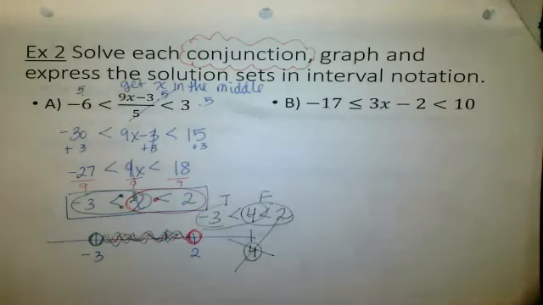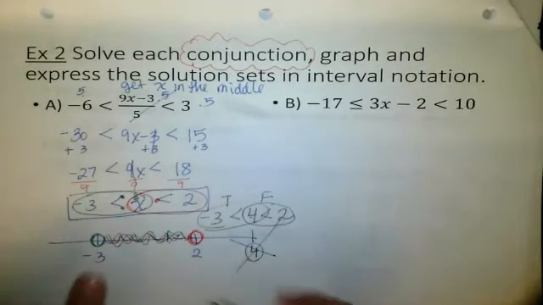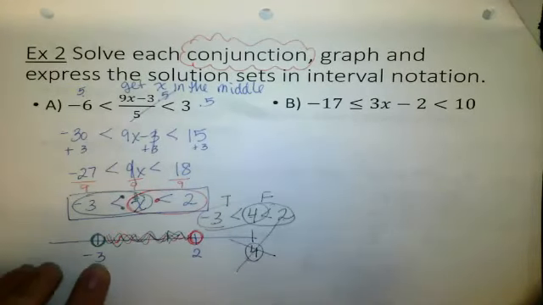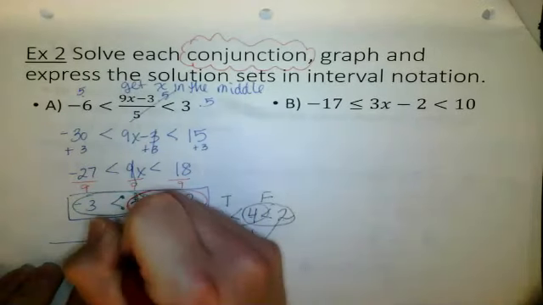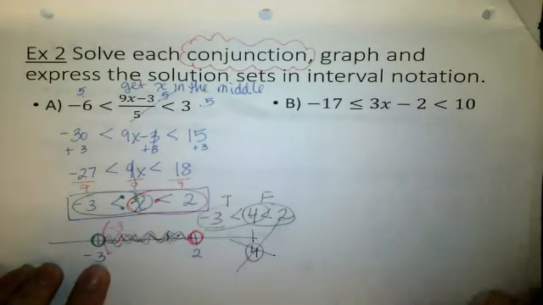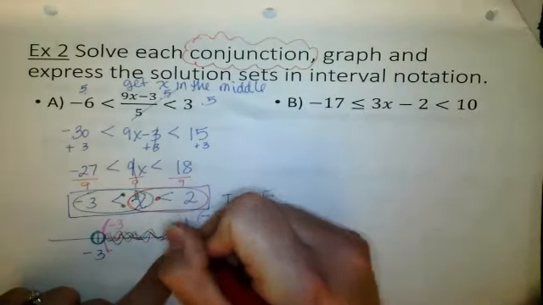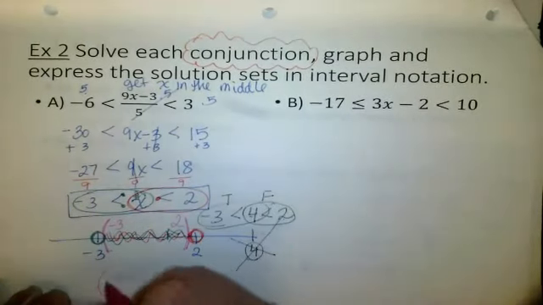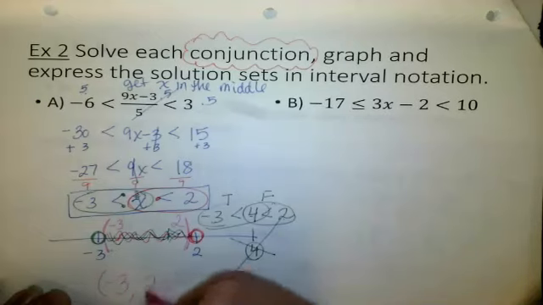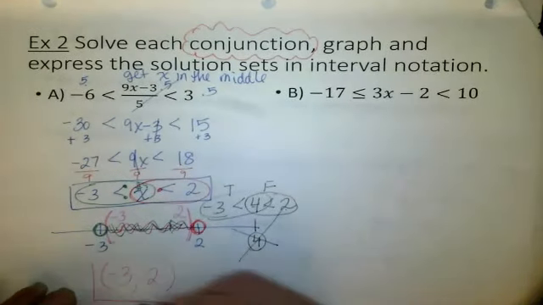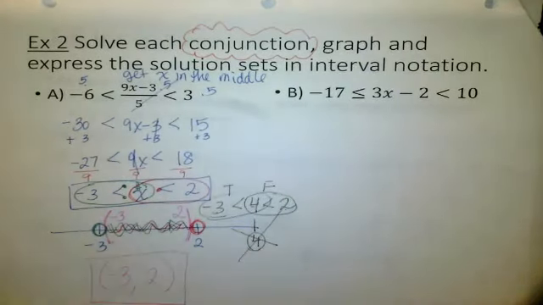Now, in interval notation, is it braces? Is it parentheses or a bracket? Parentheses at -3 and a parenthesis at 2. So the interval notation is from -3 to 2. Why is it parentheses? Not included. As in batteries not included.